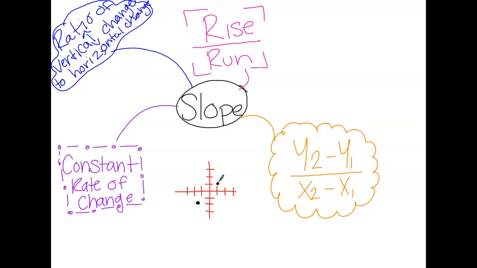You count the marks up. So I would go 1, 2, 3. So that's your rise. And then you'd count the marks over. 1, 2, 3. That's your run. So that's how you can find your slope when you're given a graph.